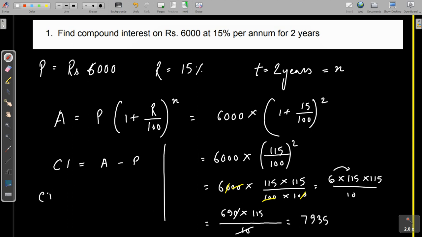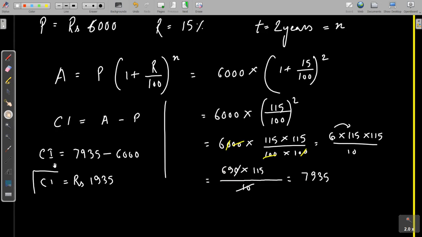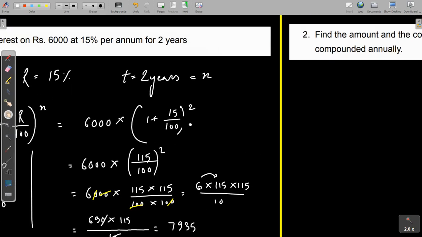So what would my CI, compound interest, be? 7935 minus 6,000, and that would be how much? Rupees 1,935. So my compound interest is 1,935 rupees. That's it. Okay, let's move to the second question.